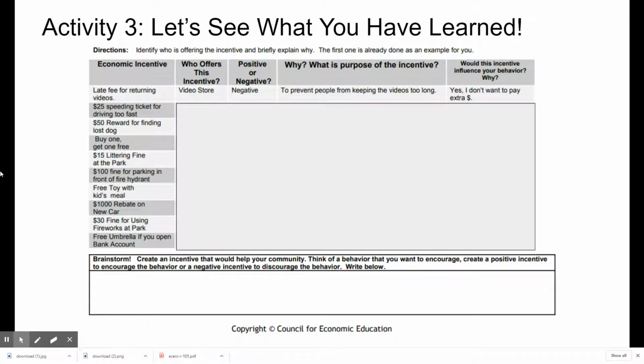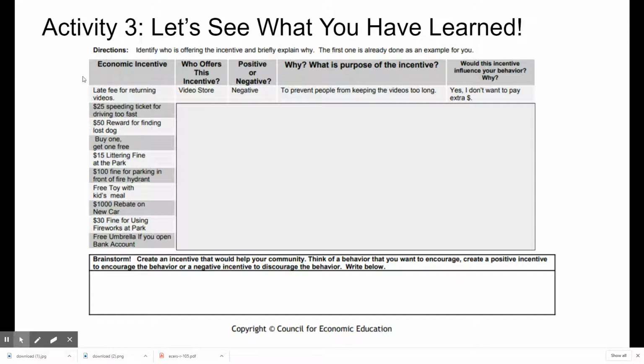Okay, so let's do an activity to practice what we've learned so far. So remember, there are positive incentives and there are negative incentives. Positive incentives are things that you like and that most people want. Negative incentives are things that most people do not like and do not want. But both types of incentives encourage you to do something or to buy something or to exhibit a certain behavior.